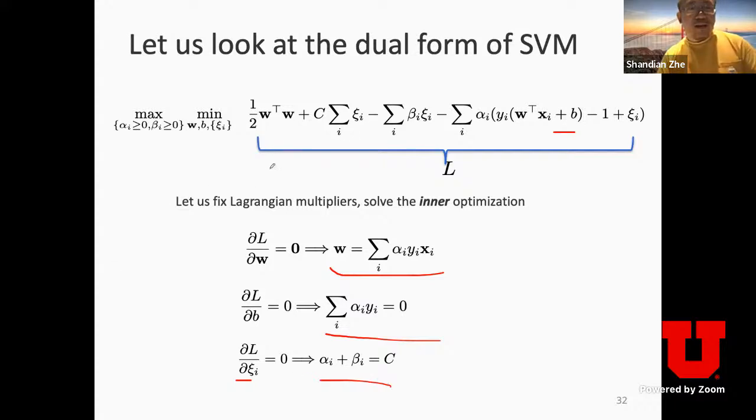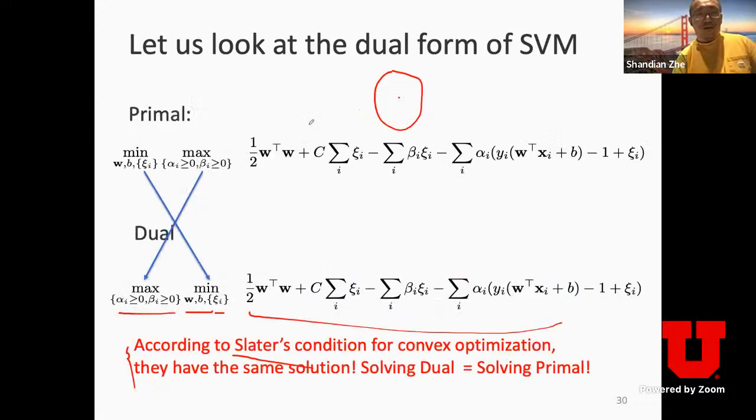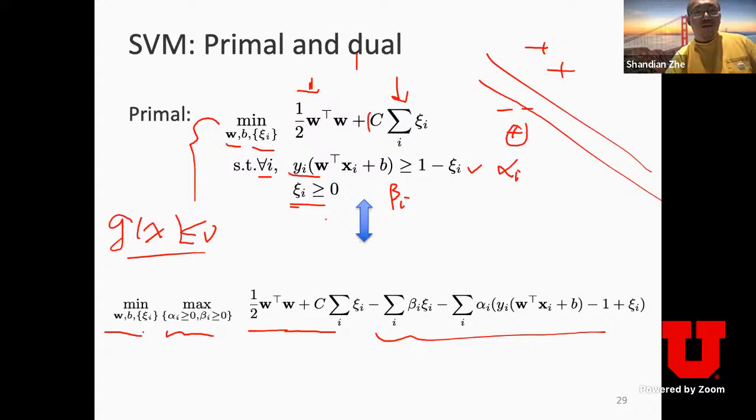Observe that C is here, right? The hyperparameter C is a trade-off between the regularization and the slack variables. If you take a look here, this is where we have C.